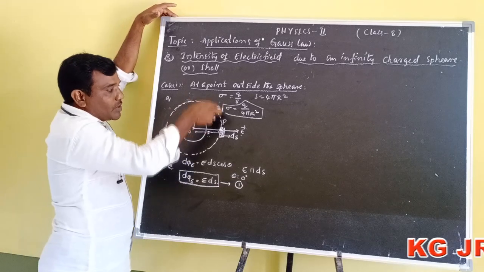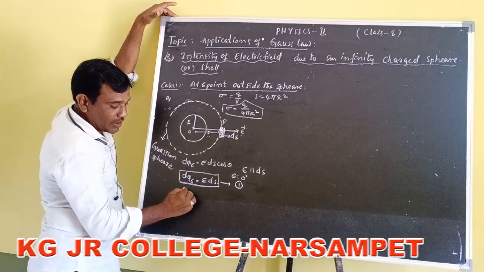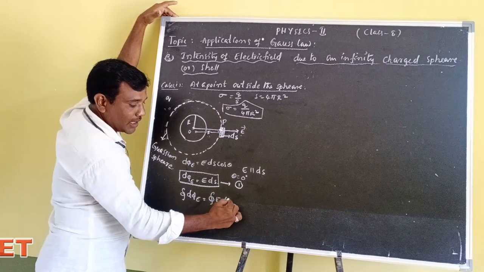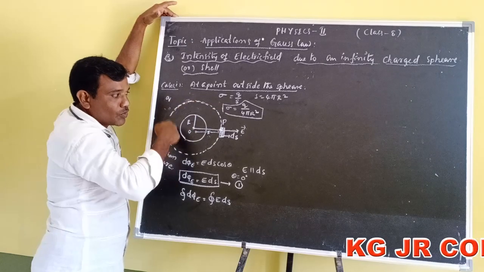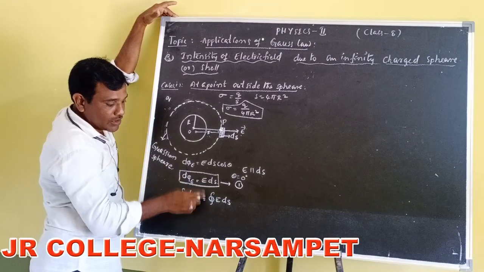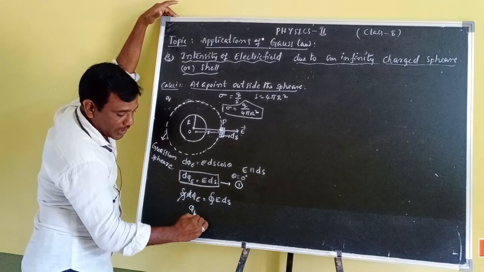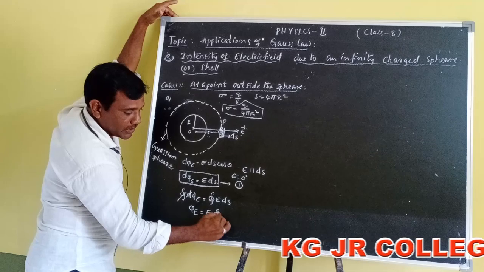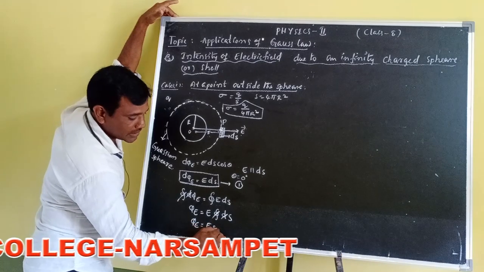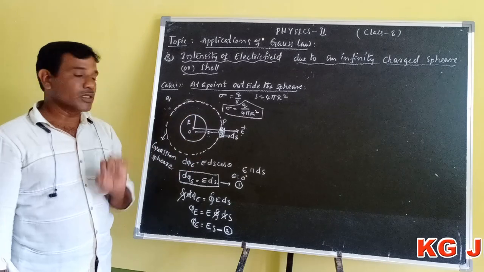But we want the total electric flux passing through the total Gaussian surface. Now we do integration on both sides of this equation. Integral d phi E is equal to integral E ds. E is constant, so it comes out of the integral. Then phi E is equal to E into S. It is equation number 2. It is the total electric flux passing through the total Gaussian surface.